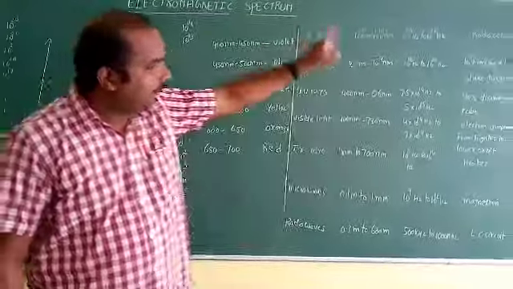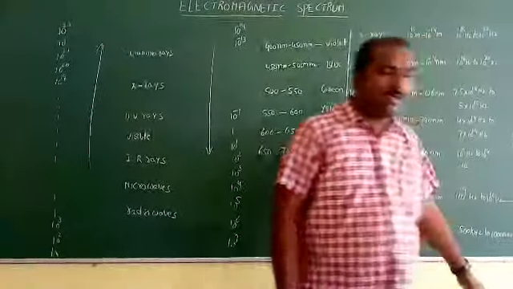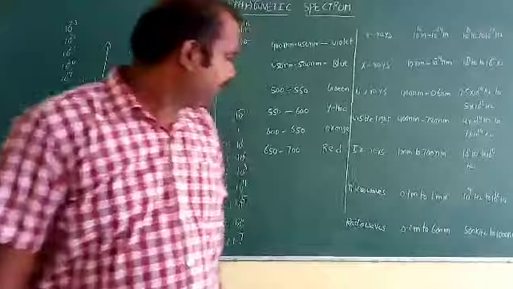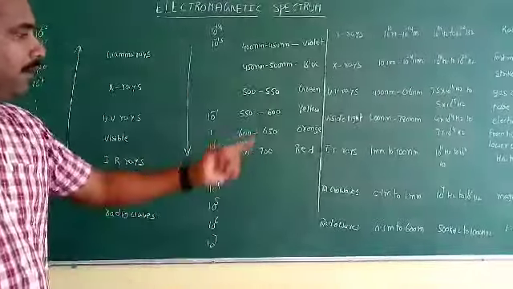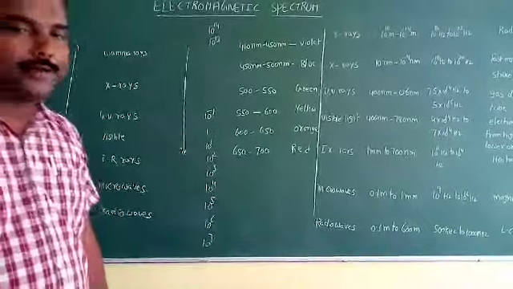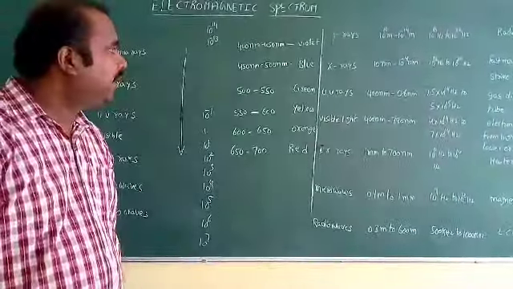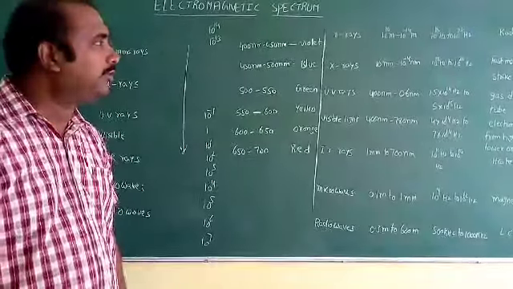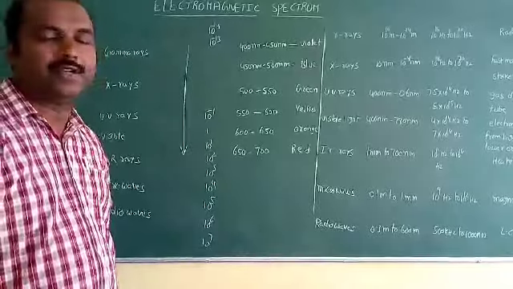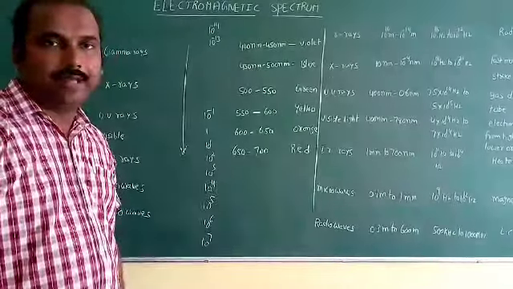And here, this part may also be important, how they are produced. See, one by one. Radio waves can be produced by using an LC circuit, microwaves can be produced by using a magnetron, IR rays can be produced simply by a heater, UV rays can be produced by a gas discharge tube, X-rays are produced when fast moving electrons strike the target, and gamma rays can be produced by radioactive decay.